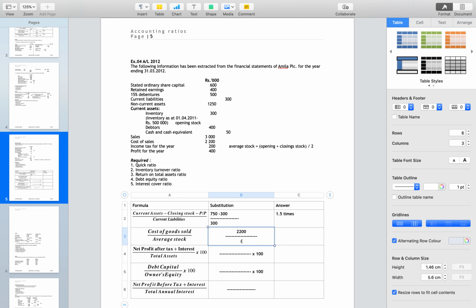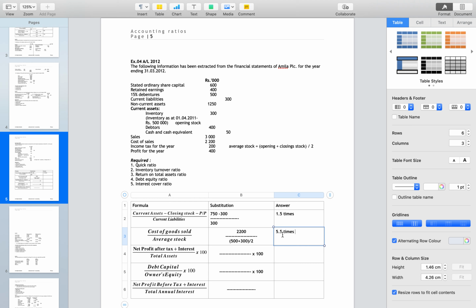So open bracket 500 plus the closing stock. As you can see, the cursor is showing here, the closing stock is now going to be 300, so you add 300 to it, and divide the whole thing by 2. And whatever answer you get, please give it in times. So that's going to be now 5.5 times.